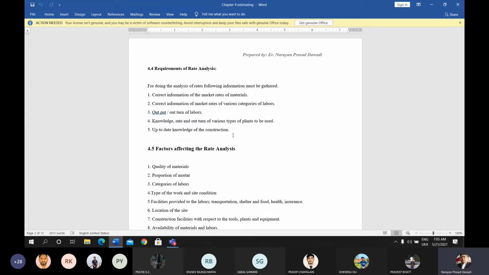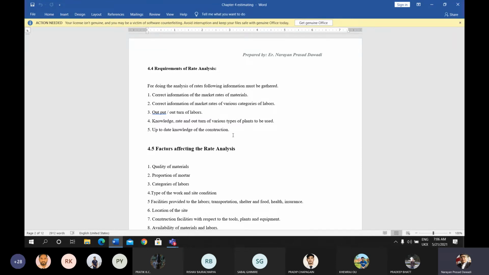That is, we do not go to the market and ask the shopkeeper what is the cost of the cement per bag, what is the cost of reinforcement bar per kg, what is the cost of the tap, what is the cost of the socket, what is the cost of elbow. We do not go to the market and ask the shopkeeper what is the cost of such items, but the correct information of market rate of materials must be known.